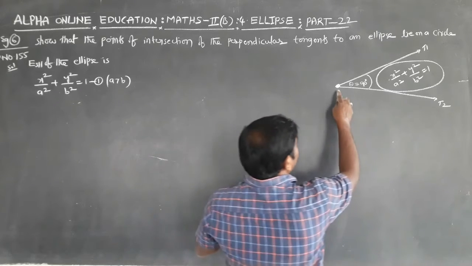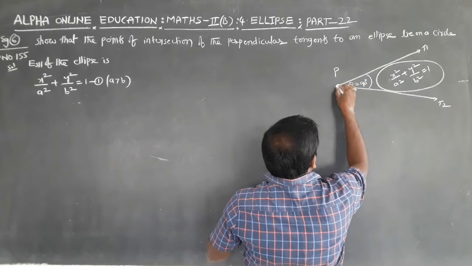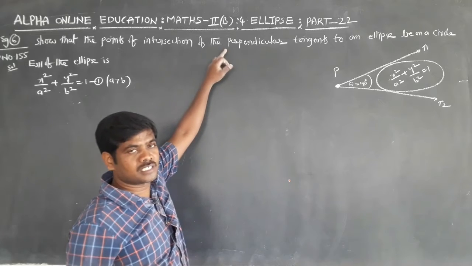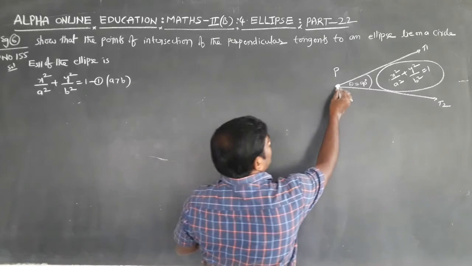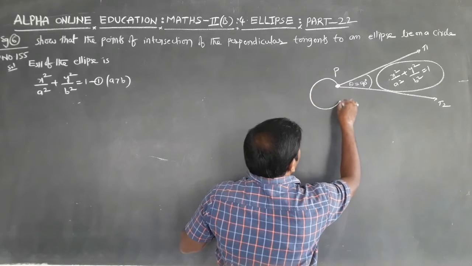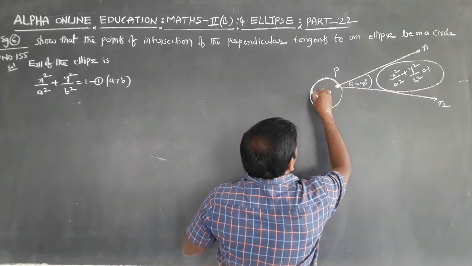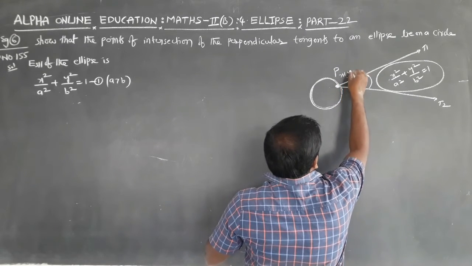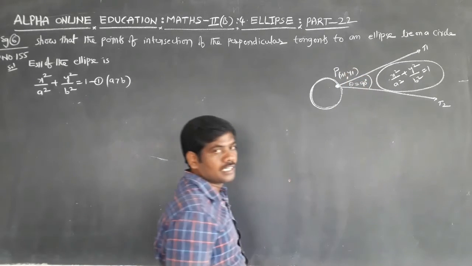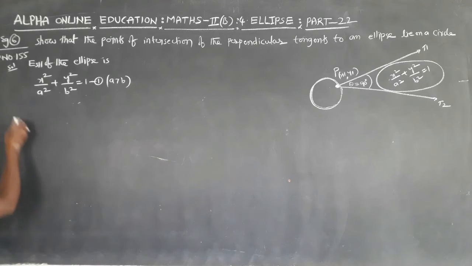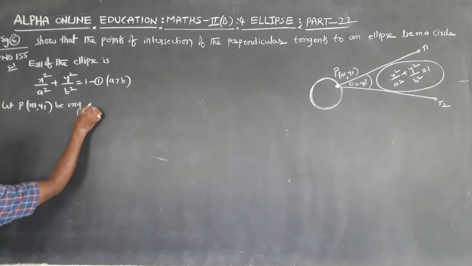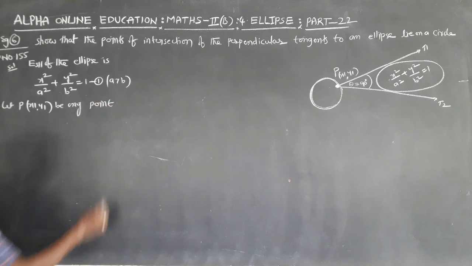Here we prove that P is the point of intersection of the perpendicular tangents. We prove P lies on a circle. So here P of x1 comma y1 be any point.